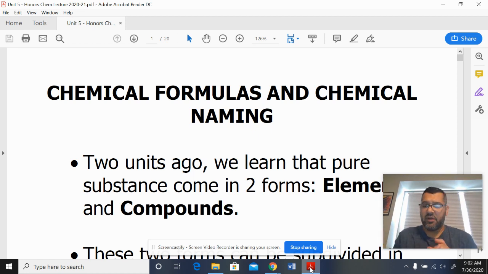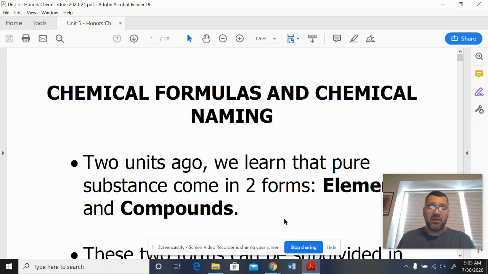Hey folks, our next unit starts to get us into some interesting things that are new for chemistry, which are chemical formulas and chemical naming. In order for us to be able to communicate in chemistry, a great way to do it is with formulas, because there are so many elements and so many ways that we can combine them.